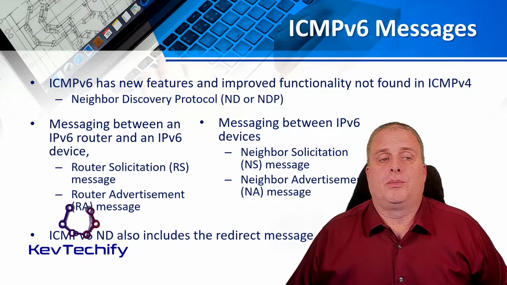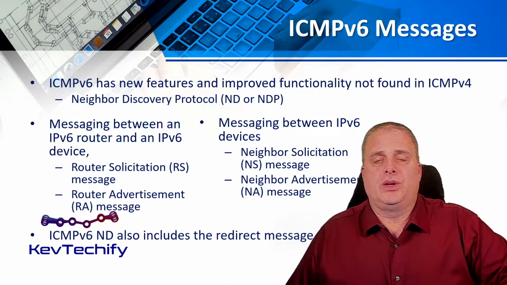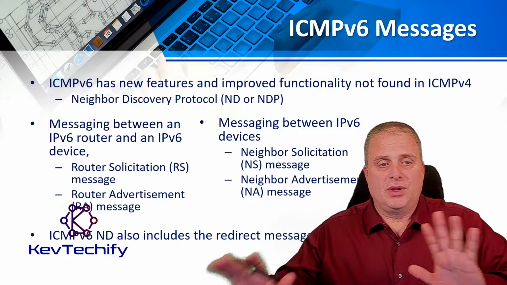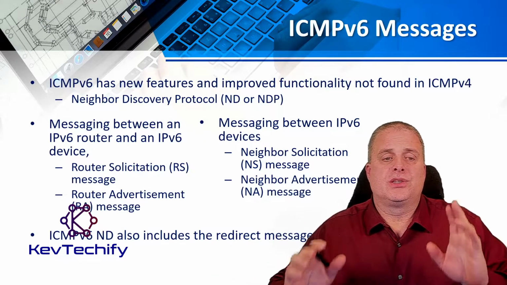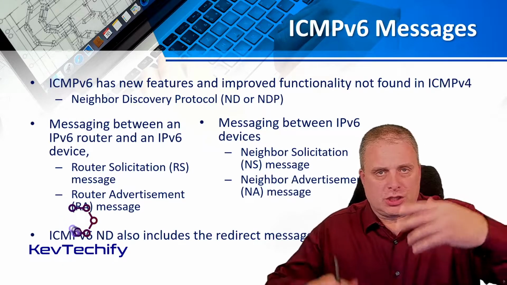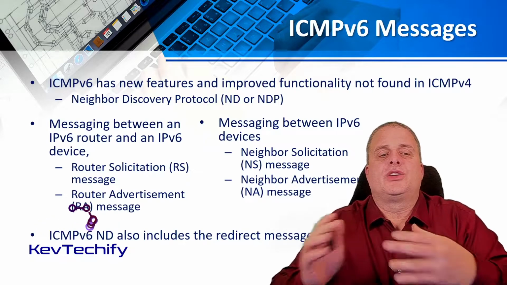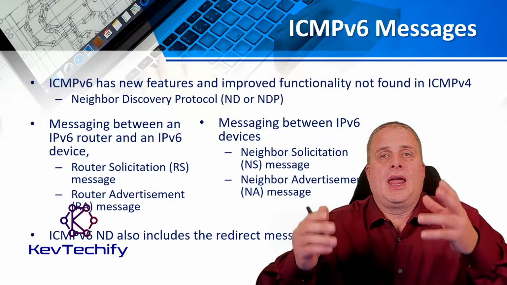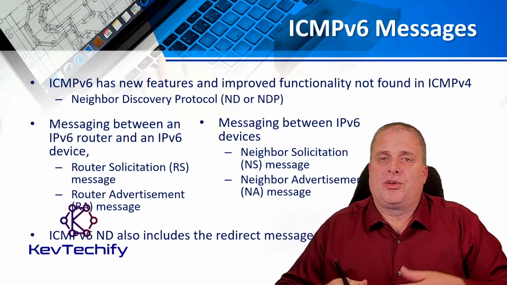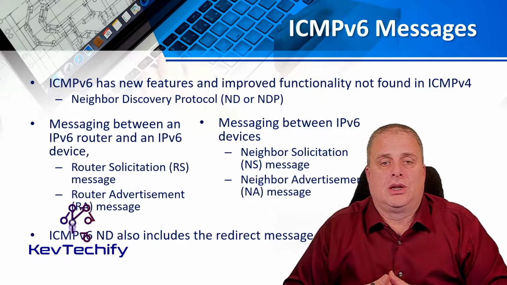With the Neighbor Discovery Protocol, it happens sort of in 2 areas. Messaging between an IP version 6 router and an IP version 6 device. First one is the router solicitation message. When a host turns on, it searches the network for the router, its default gateway to get off the network. It sends a router solicitation message. In response to that, a router advertisement message is sent, and that provides network information to the host. It goes from the router to the host.